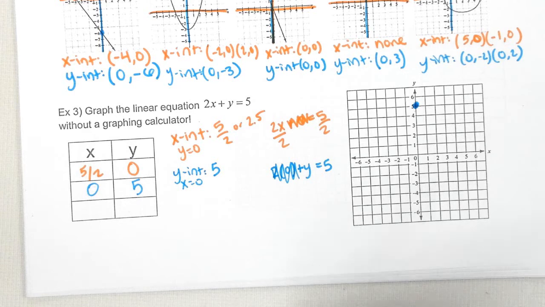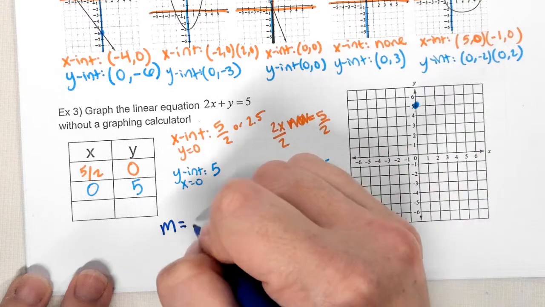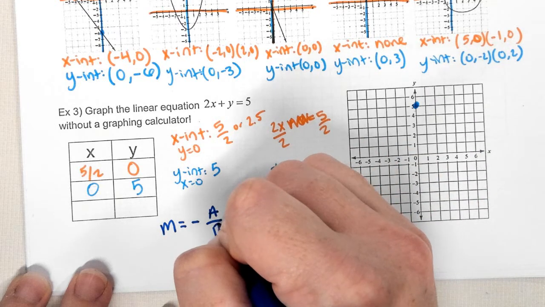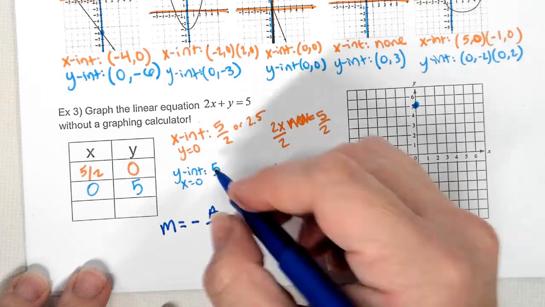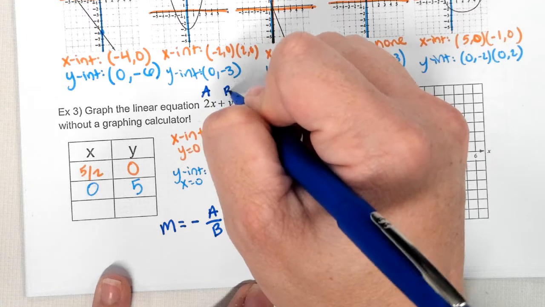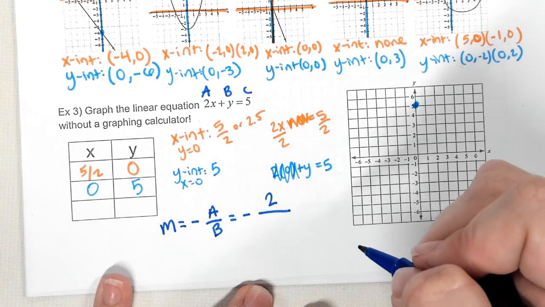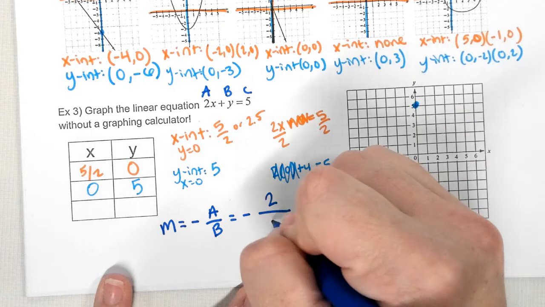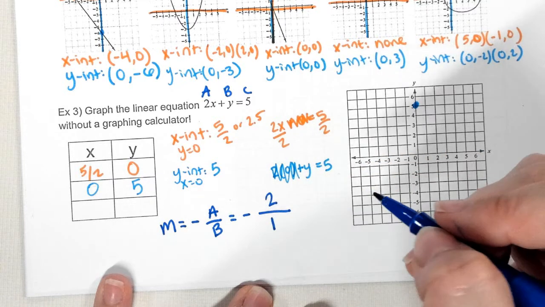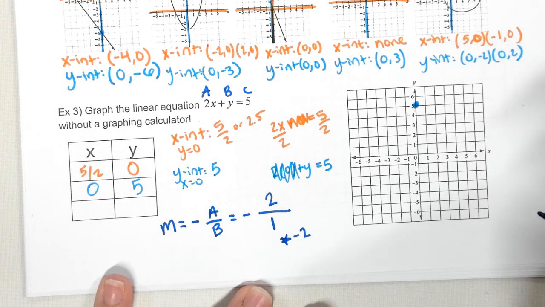So I can't just plot a graph with one point. I have to have 2 points or a point and a slope, yes? So let's find our slope. So M stands for slope, and we know that it's the opposite of A over B, negative A over B. Well, I'm going to put the negative and the fraction bar. What's my A? Well, let's label A, B, C. What's A? 2. And what's B if there's no number? 1, yes. Now, 2 over 1 does not simplify. I could write it as negative 2, but we want slope to be a fraction.